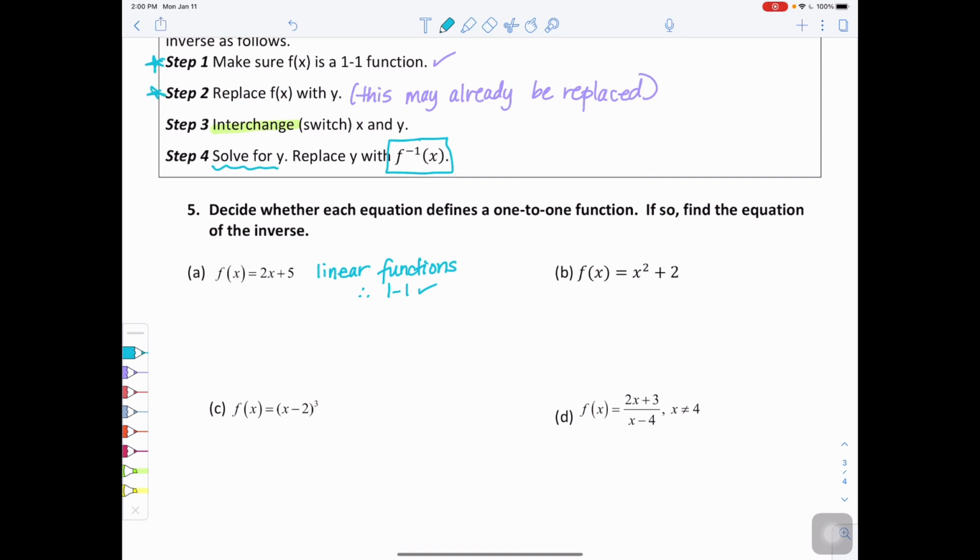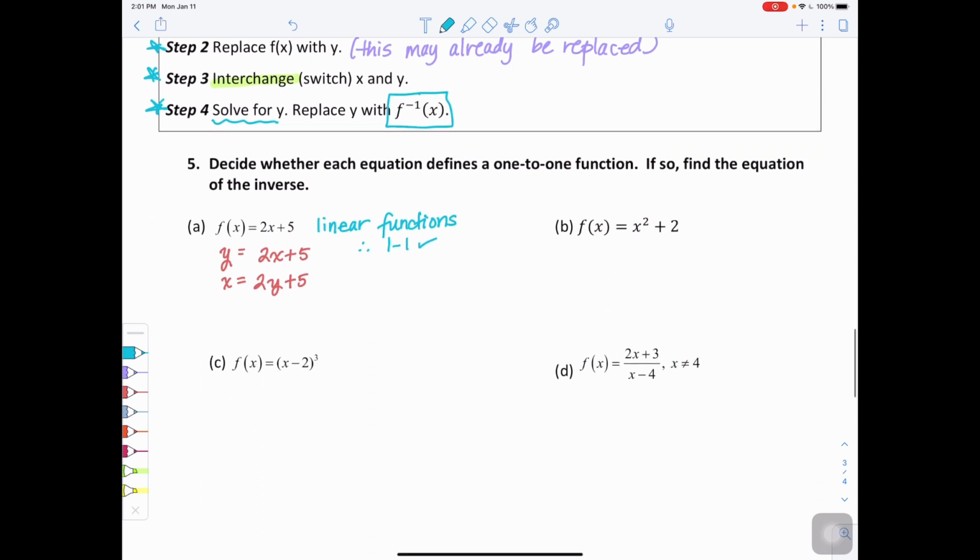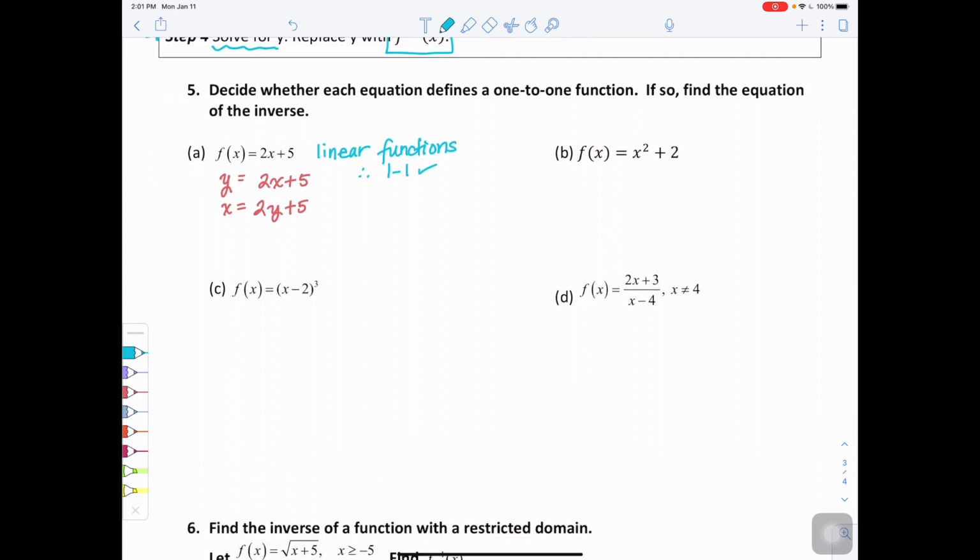Now we're going to replace f of x with y. So y is equal to 2x plus 5. Now we're going to interchange x and y. So now I'm going to write x is equal to 2y plus 5. And now we're going to go ahead and solve for y. So solving for y, we have x. We're going to subtract 5 from both sides. And now I'm going to divide both sides by 2.